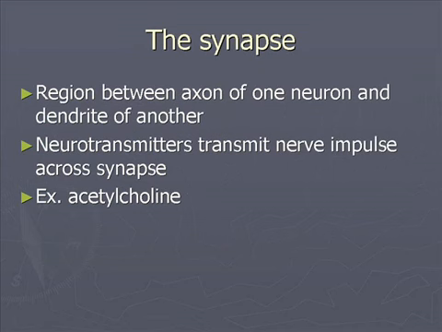In between each neuron is a small little gap called the synapse. And this is just the space between the axon of one neuron and the dendrite of another.